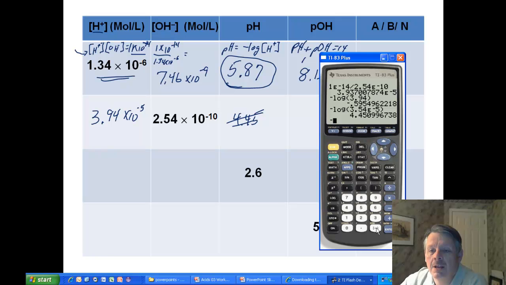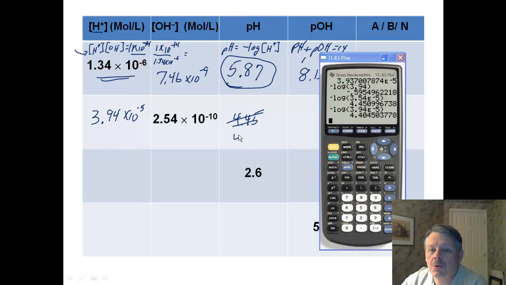Let's try it again. Negative log of 3.94 second EE minus 5. It helps if you type the right number, doesn't it? There's my correct answer, 4.40.